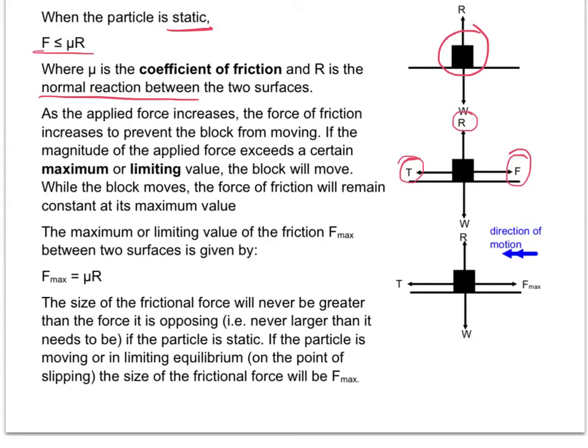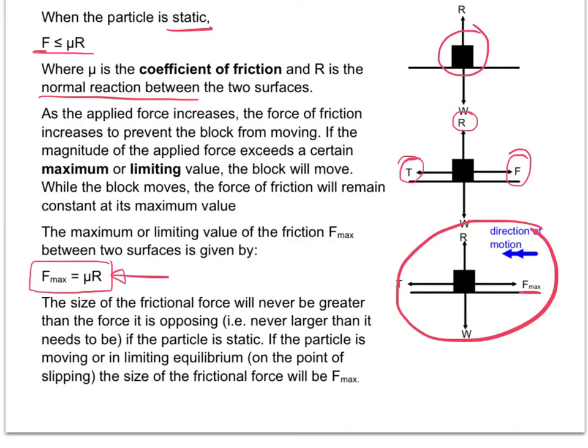That's when the particle is static. The friction's pushing back only as much as it needs to. But once it's on the point of slipping, which sometimes a question will say, or if the particle is actually moving, then the friction is going to be F max. It's pushing back the most that friction can push back. The most friction can push back is F max equals mu R. And in most exam questions, you'll be using this one, not the inequality.